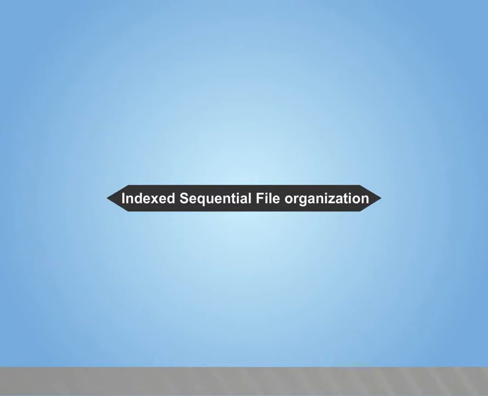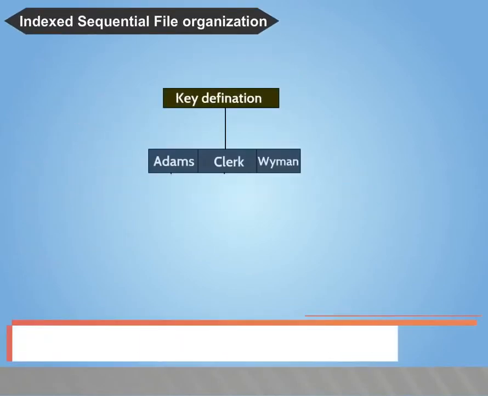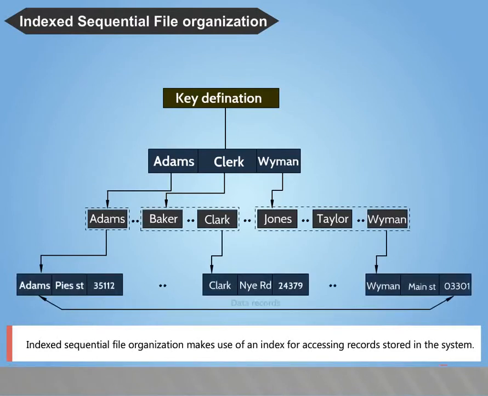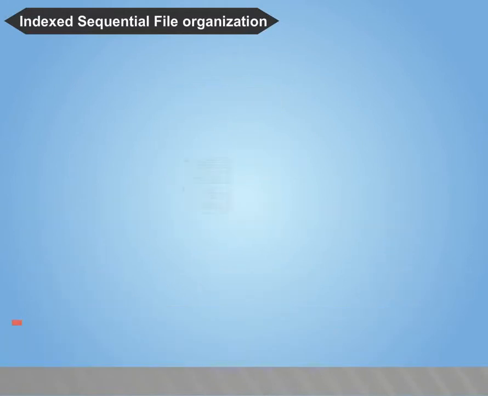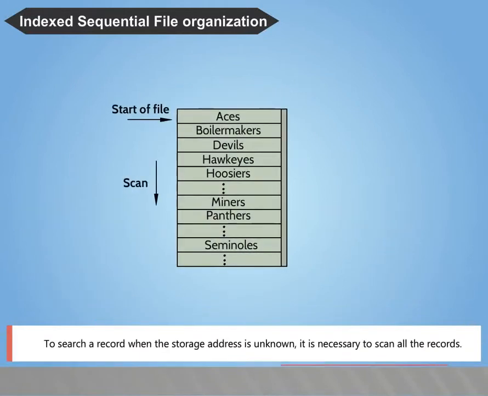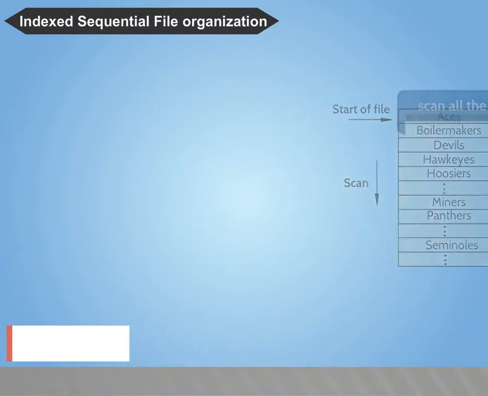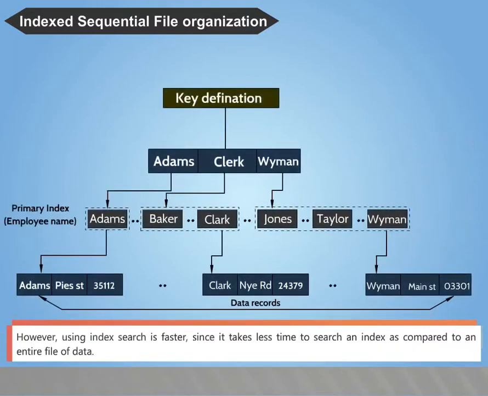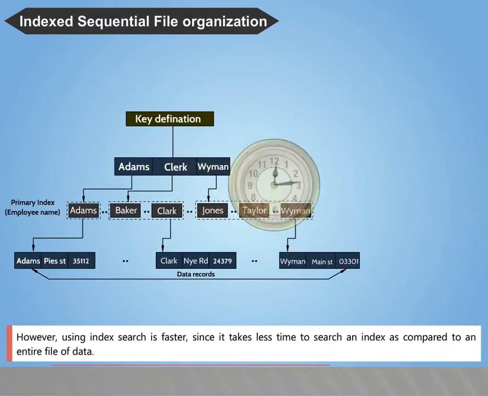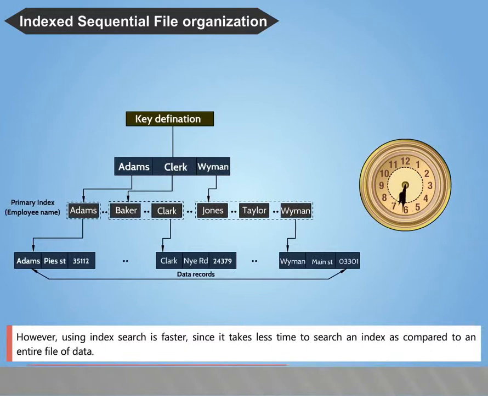Indexed sequential file organization. Indexed sequential file organization makes use of an index for accessing records stored in the system. To search for a record when the storage address is unknown, it is necessary to scan all the records. However, using an index search is faster, since it takes less time to search an index as compared to an entire file of data.